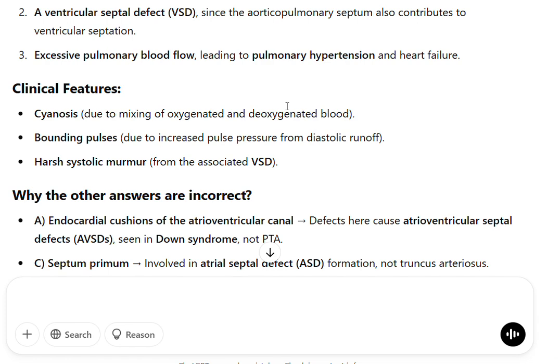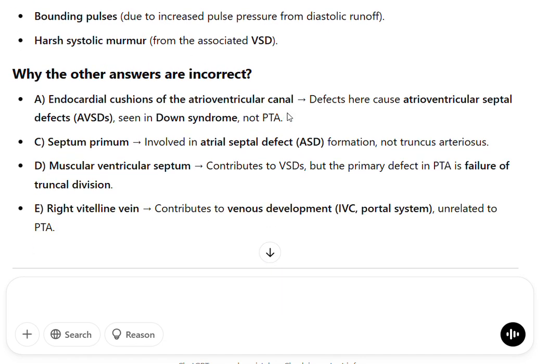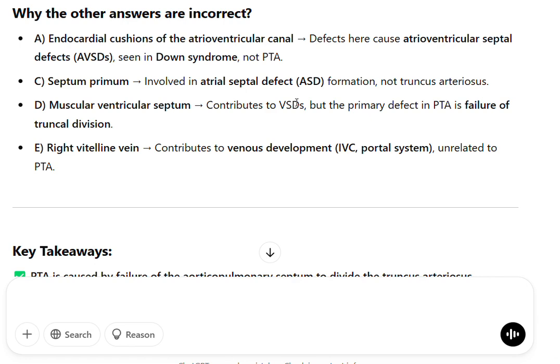Why the other answers are incorrect? A. Endocardial cushions of the atrioventricular canal. Defects here cause atrioventricular septal defects, AVSDs, seen in Down syndrome, not PTA. C. Septum primum is involved in atrial septal defect, ASD, formation, not truncus arteriosus.